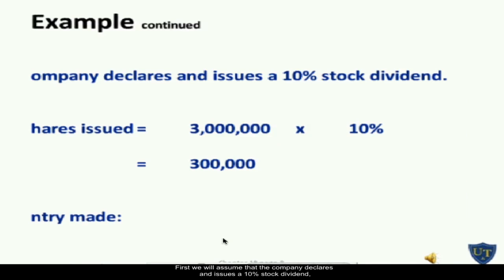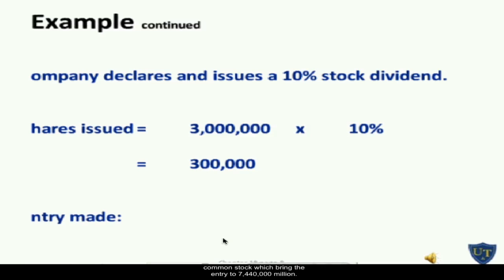First, we'll assume that the company declares and issues a 10% stock dividend. This is a small stock dividend, so the company will be issuing 300,000 shares. We'll value those shares at the $25 fair market value. 300,000 times $25 per share gives you $7.5 million, which is the debit or the reduction to retained earnings.